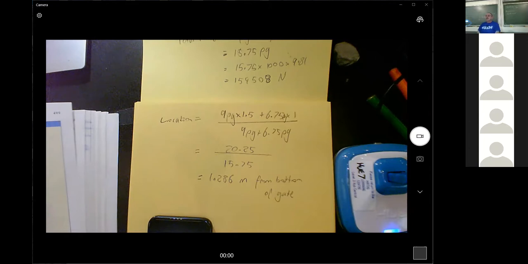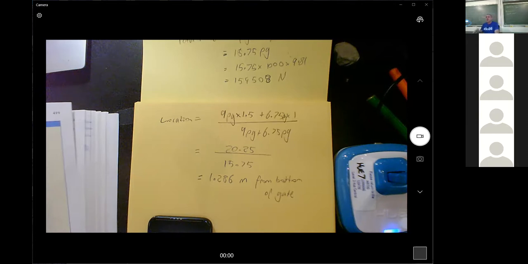I mean, it has to be between the 1 meter and the 1.5 meters because I averaged some things to get it. And it has to be closer to the 1.5 than it is to the 1 because the bigger force is at the top. And so that makes logical sense.